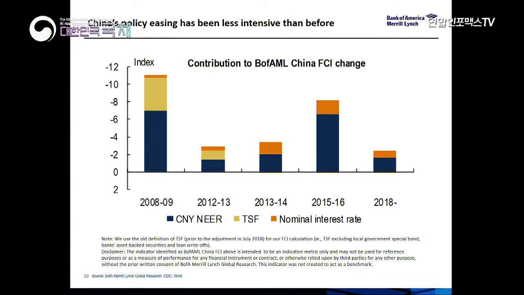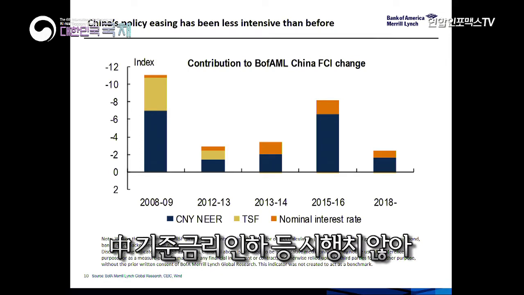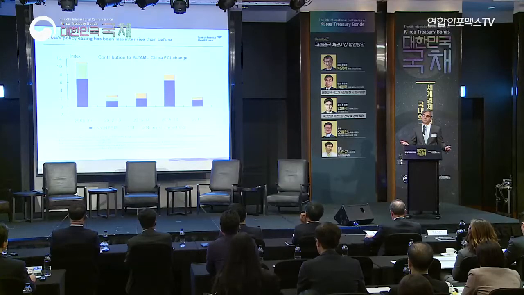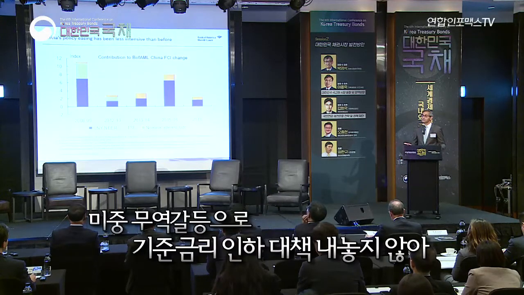A very simple message. China's policy easing has been much less intensive than before. And most of the easing has come via the exchange rate. China has not cut its benchmark policy rate. They have not cut the rate on their MLF liquidity injections. They've introduced a new LPR rate for new loans, but that's barely fallen. There is a deep reluctance in China right now for a variety of reasons to reduce interest rates or ease monetary policy at a time where growth is slowing, and obviously, as we know, US-China trade tensions are still high.